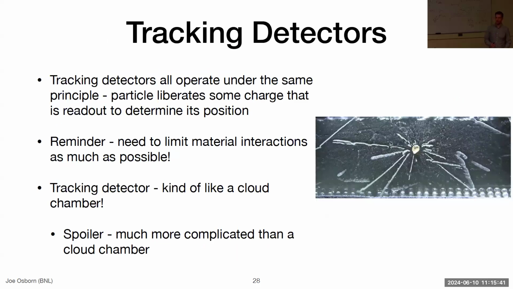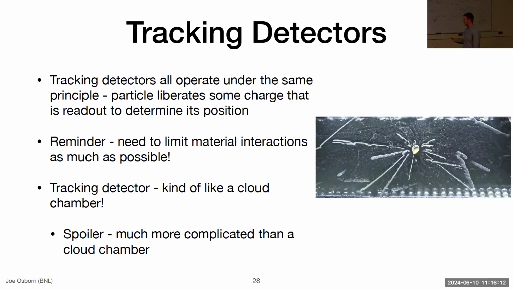Okay, so that wraps up my calorimeter portion. So now let's change gears to tracking detectors. Again, something that I want to emphasize is that tracking detectors all operate under effectively the same principle. Some particle liberates some charge that is read out to determine the position of that charge. And as a reminder, we need to limit the material interactions as much as possible. So we want to get in the way of the particle enough, but just enough, nothing more.